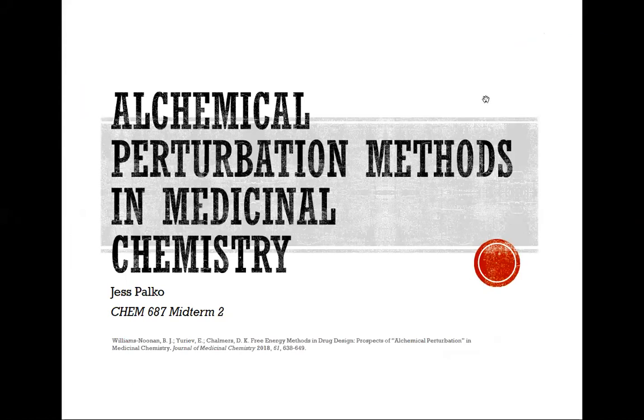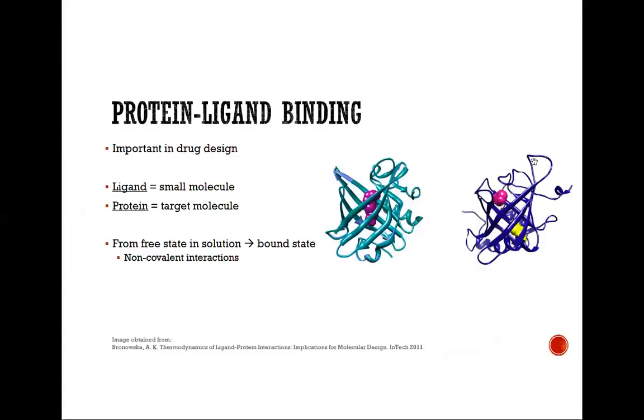Okay, so I decided to look at the alchemical perturbation methods in medicinal chemistry paper. Next slide, please. So an important thing in drug design is looking at how proteins and ligands bind. You can think of a ligand as a small molecule and a protein as the target molecule. Essentially the ligand goes from a free state in solution to a bound state where non-covalent interactions hold it to the target molecule. Next slide.